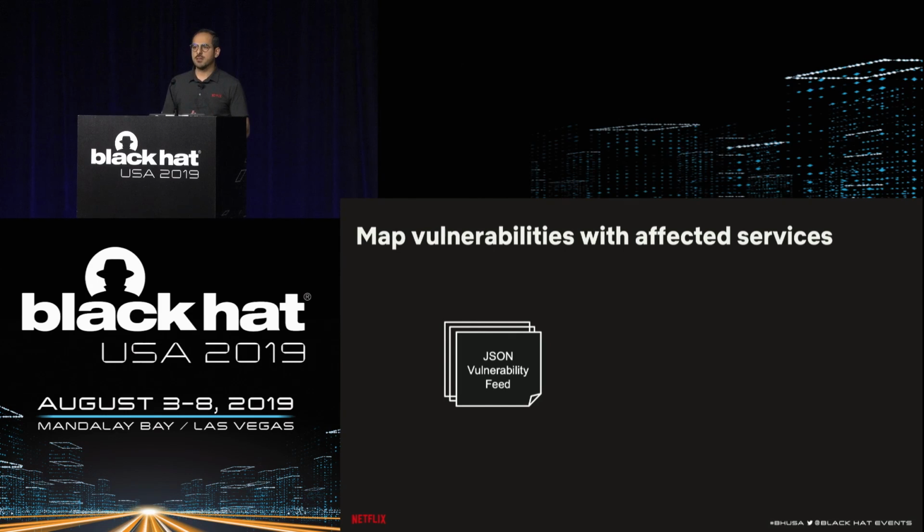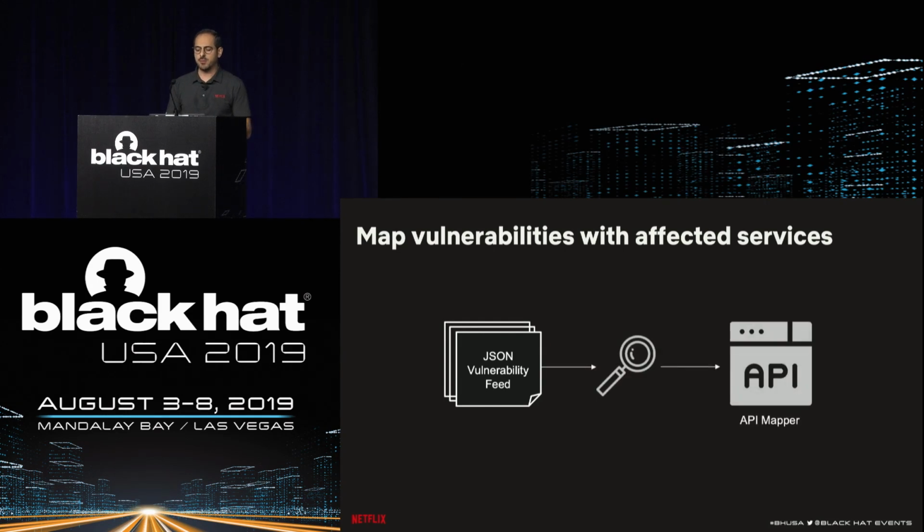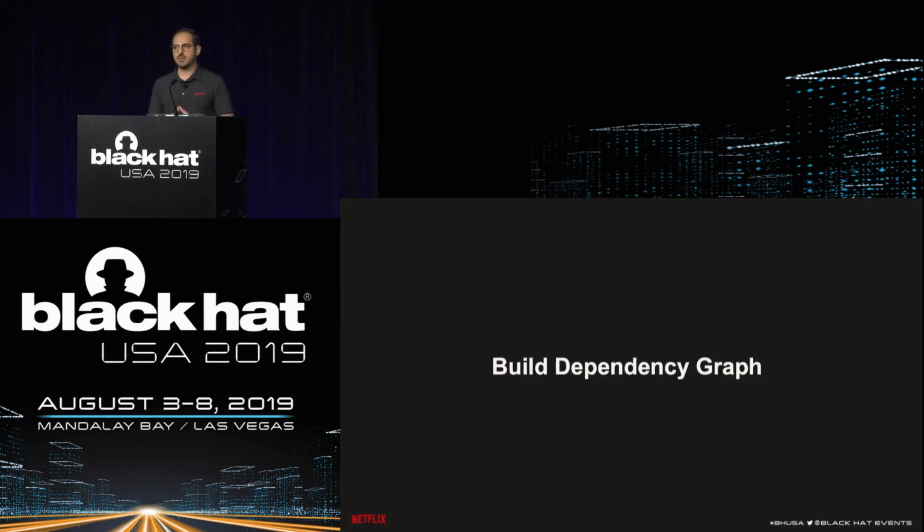Now, the next step is you want to have a capability to map known vulnerabilities to applications, instances, or impacted services based on the vulnerability data that you built or got from NVD. So you want to build some sort of API mapper. And the way the API mapper works is you want to build a dependency graph. The dependency graph will help you answer questions like, for example, who's using this particular version of this package? And the depth of the dependency also.